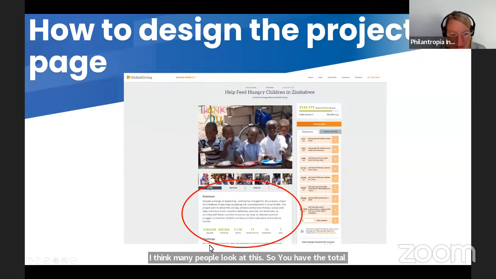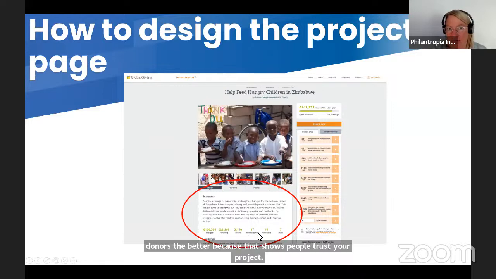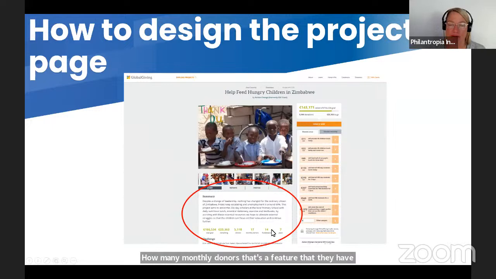This is the same number as on top. Then how much is remaining? How many donors? So the more donors, the better, because that shows people trust your project. How many monthly donors? That's a feature that they have on this platform. Not every platform has that. So you can commit monthly and donate every month.